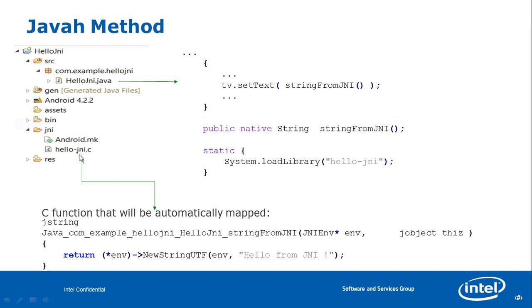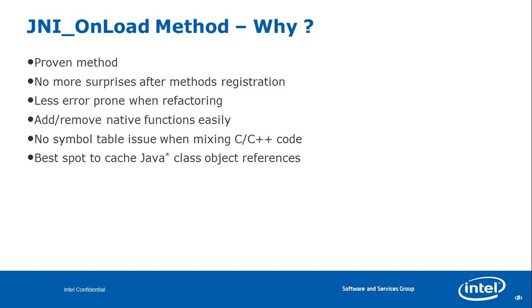So how is the C function automatically mapped? The C function is not actually automatically mapped. What we use is the jstring, which is used in the C file, and which imports the native code, the native call from the hellojni.java. So this is the javah method which is used.